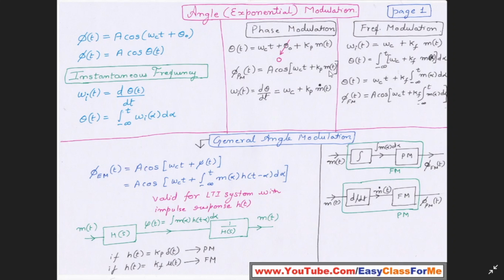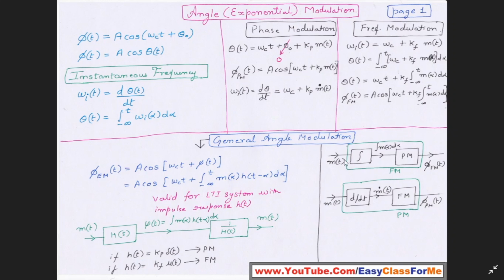So if in place of m(t) we had the integration of m(t) here, then this equation will resemble this particular equation. So instead of supplying m(t) as the message signal to the phase modulator, if I supply an integrated version of my input message, then this equation will be the same as frequency modulation. That's what we have represented here.